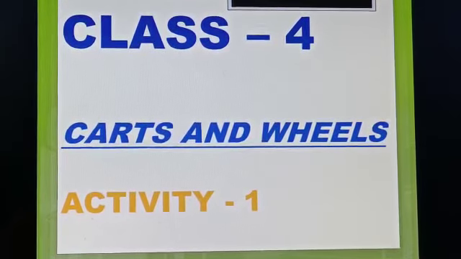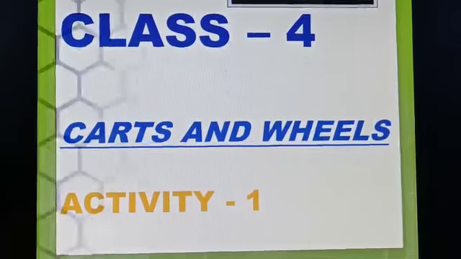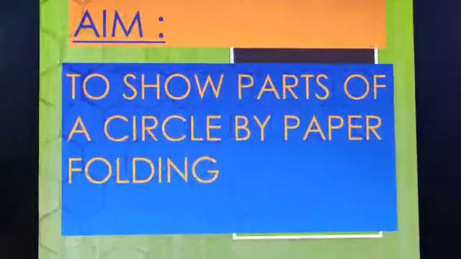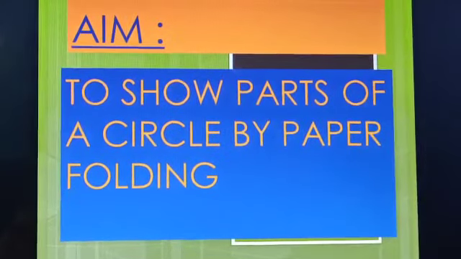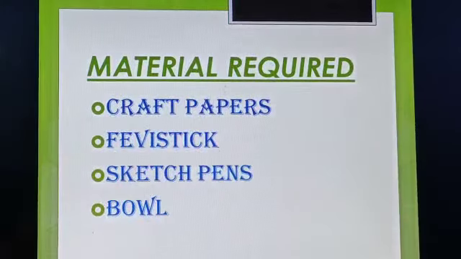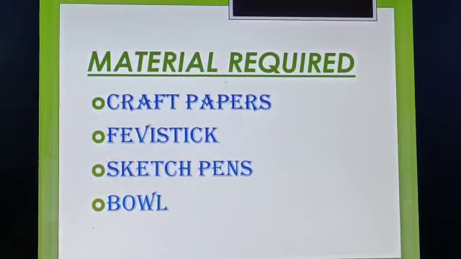Today we are going to do our activity based on the chapter cards and wheels. The aim of this activity is to show parts of a circle by paper folding. The material required for this activity is as follows: craft papers, 5 Fevistick, sketch pens and 1 bowl to draw the circle.